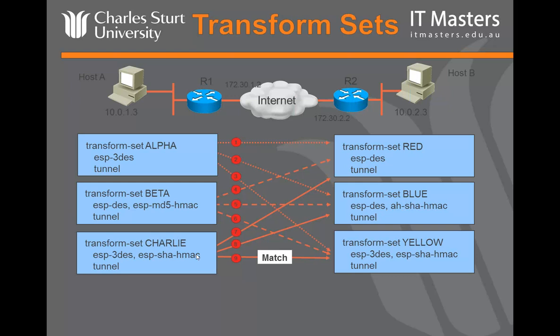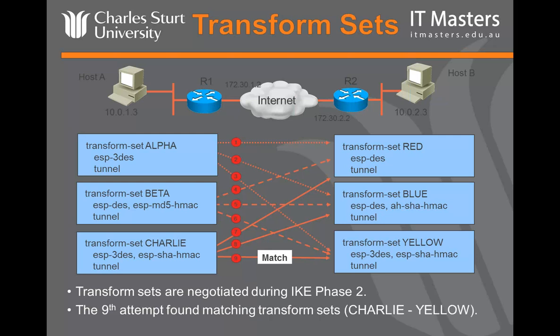Then we get to Charlie, and we go through our match process again. It doesn't match with red, it doesn't match with blue, but it does match with yellow. So by the ninth step, we've found a match and we're ready to go. It may not take that long, or it could take longer, depending on how many transform sets are set on your router. These are negotiated during IKE phase 2. And the ninth attempt found the matching transform sets between Charlie and yellow.